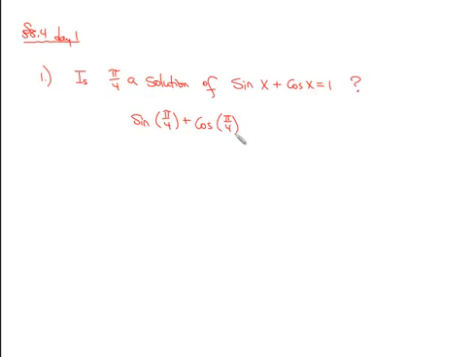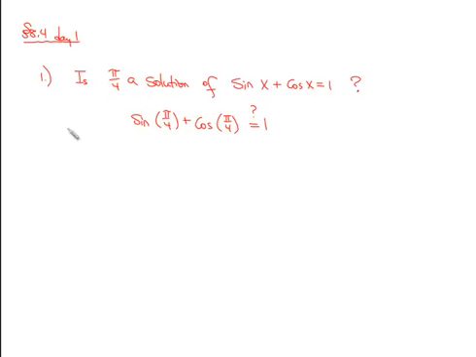They want to know, is pi over 4 a solution of the equation sine of x plus cosine of x equals 1. And just like problems you've been doing since algebra or even pre-algebra, if you want to know if a value is a solution of an equation, you plug it in for your variable. So the question is, is sine of pi over 4 plus cosine of pi over 4 really equal to 1?